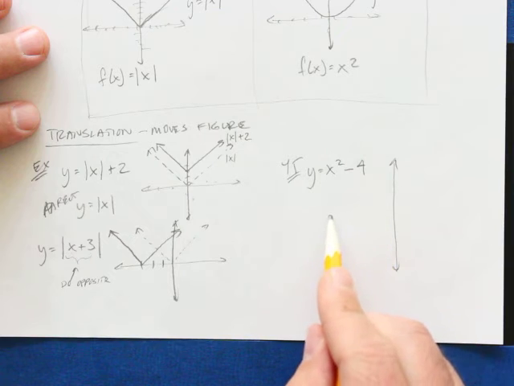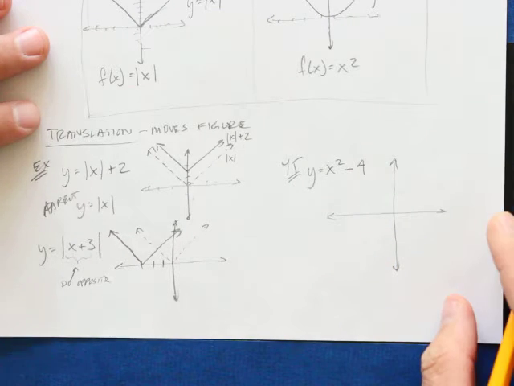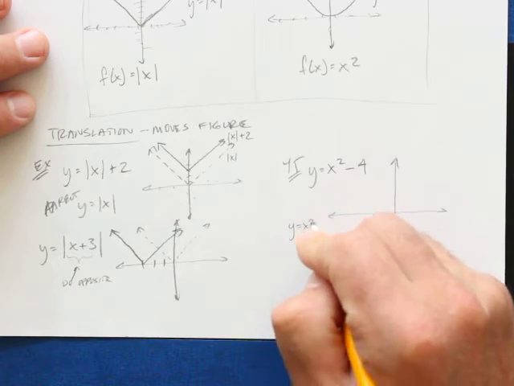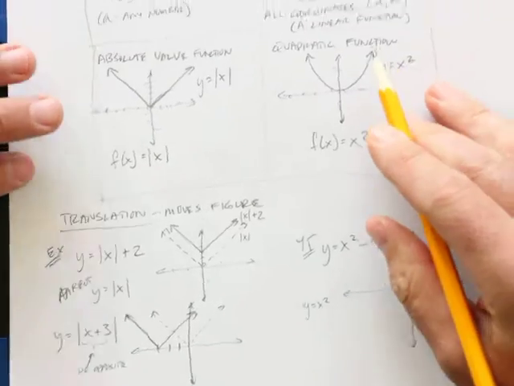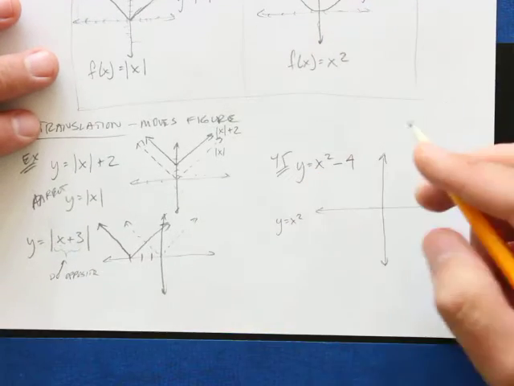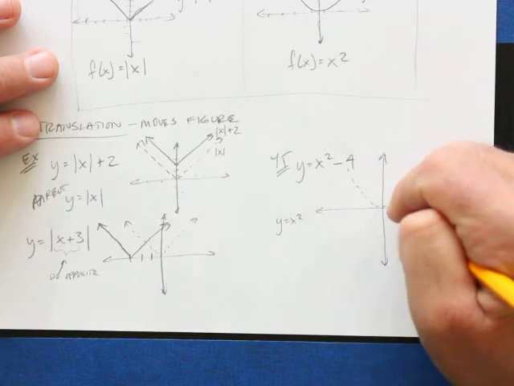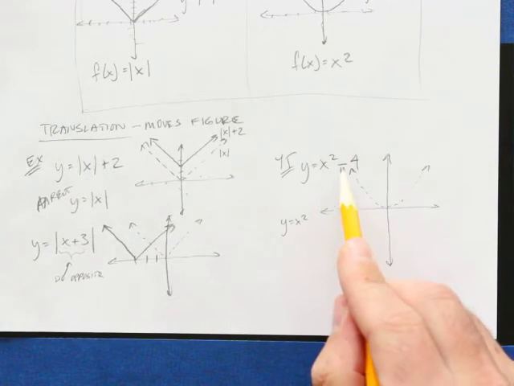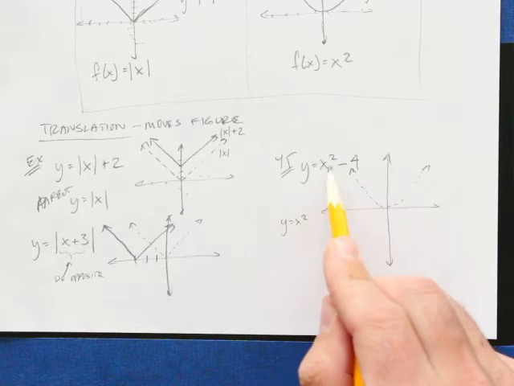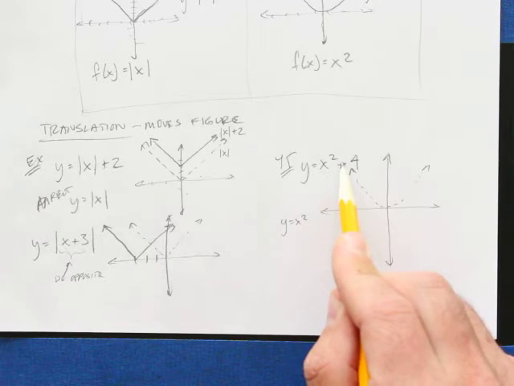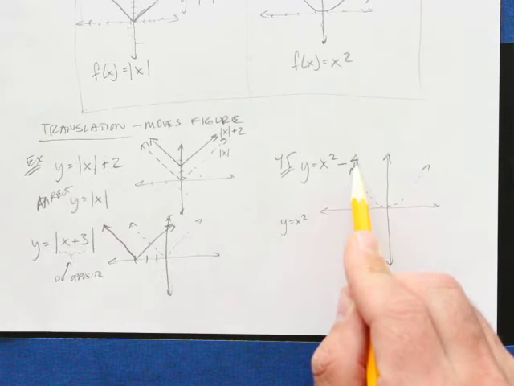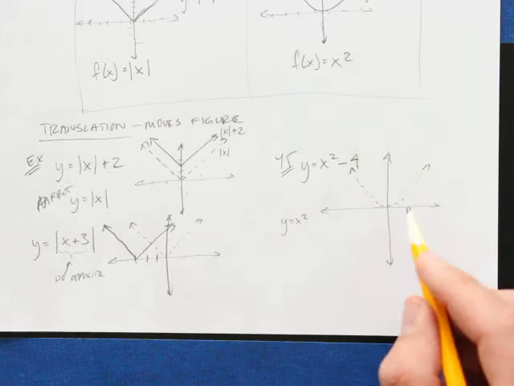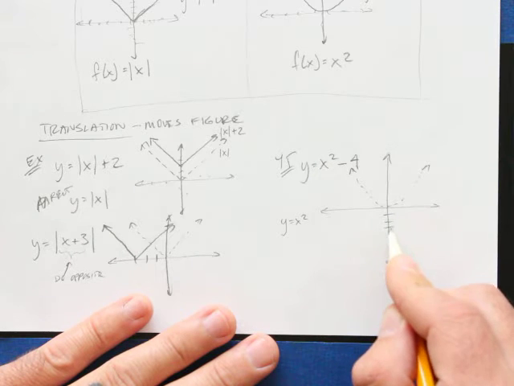All right, I'm going to draw a coordinate plane, and my parent is y equals x squared. That's my parent, and so y equals x squared is right here, so it's just kind of this big U shape. And since this is outside of what's happening to the x, this is going to move my graph up or down. And since it's negative, it's going to move it down. 1, 2, 3, 4.